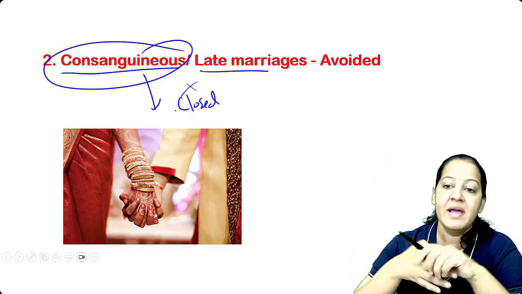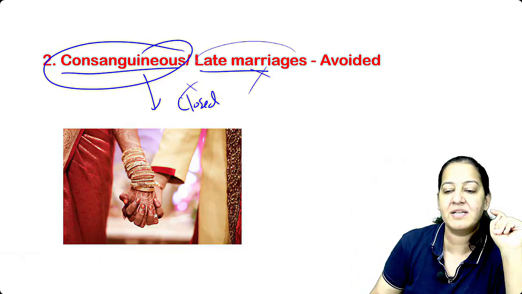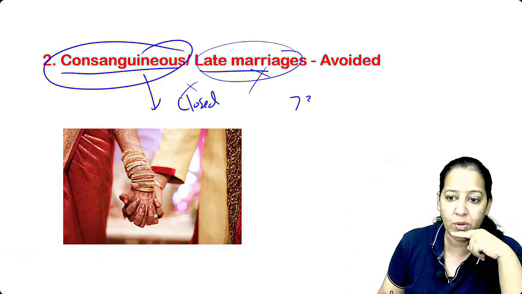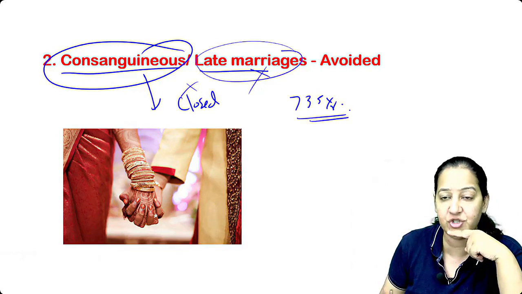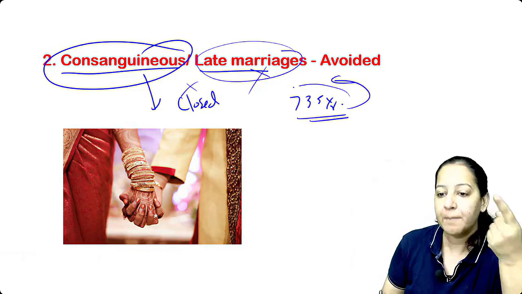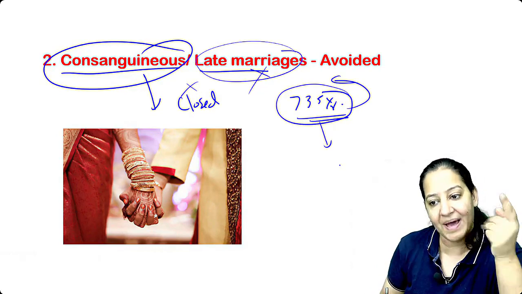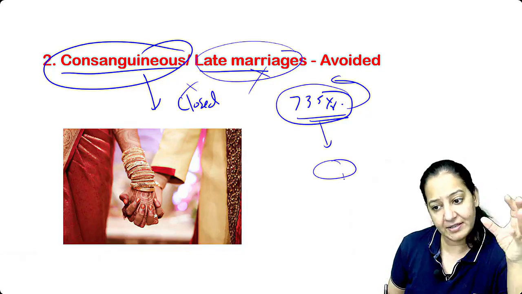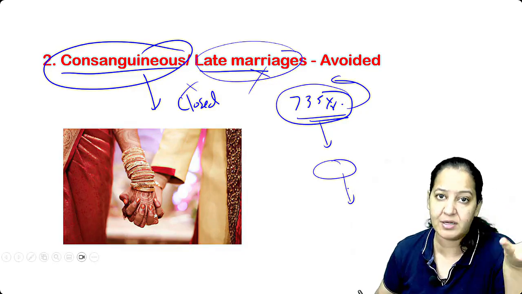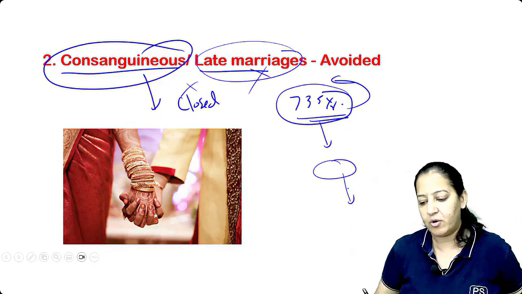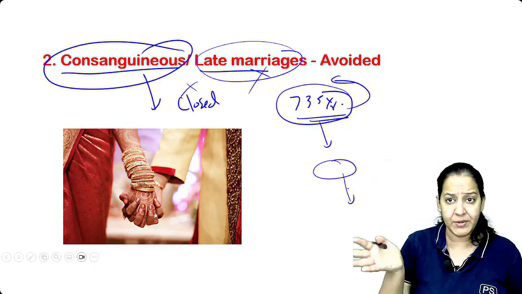You should counsel them. Late marriages should be avoided. Late marriages for females: any female who is more than 35 years of age should not reproduce. The female should reproduce before that. Because after 35 years of age, there are many changes which take place in the ova and the offspring can have Down syndrome and other disorders. So that's what they also avoid. So the reason is different. Okay.